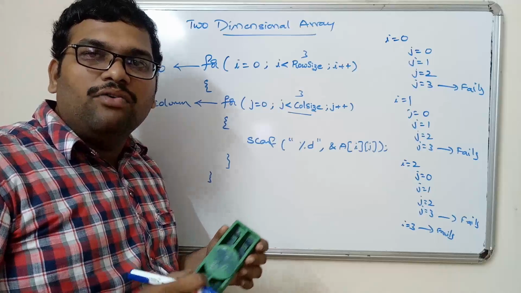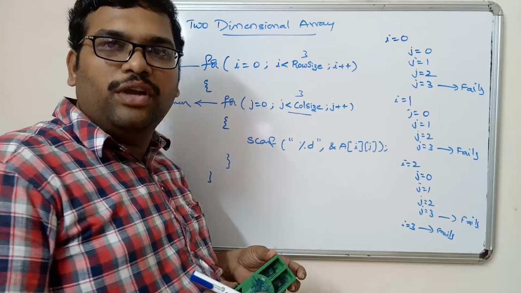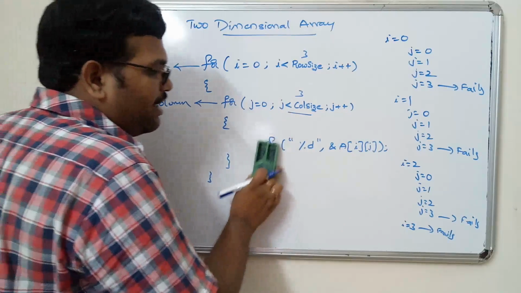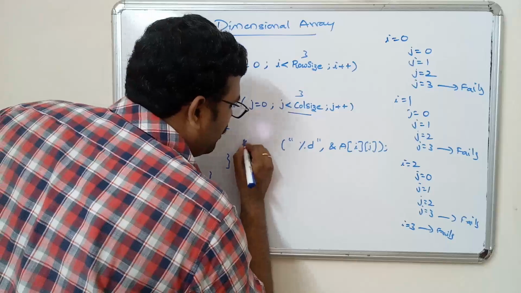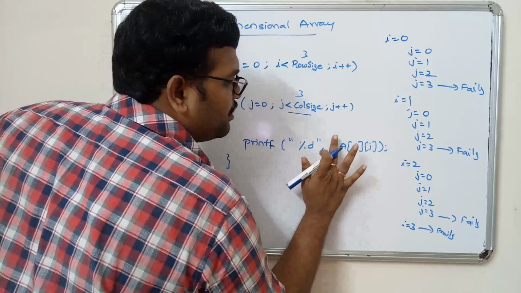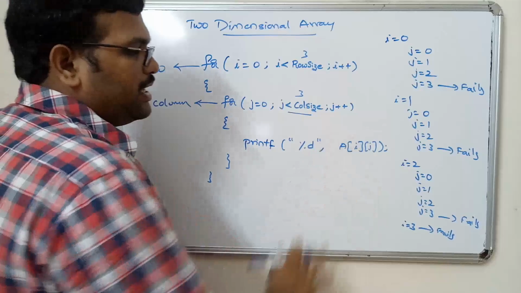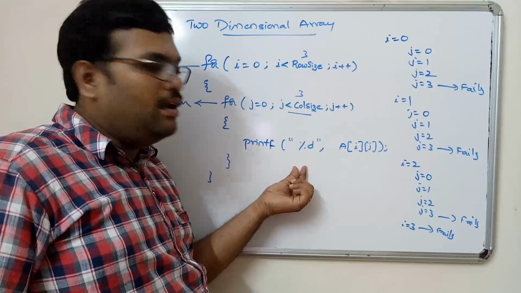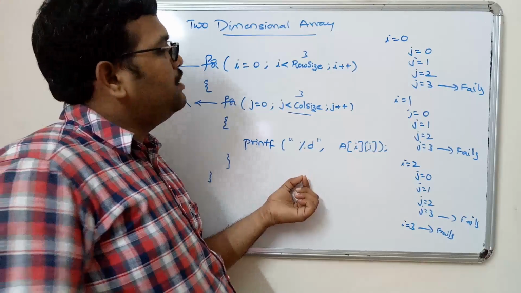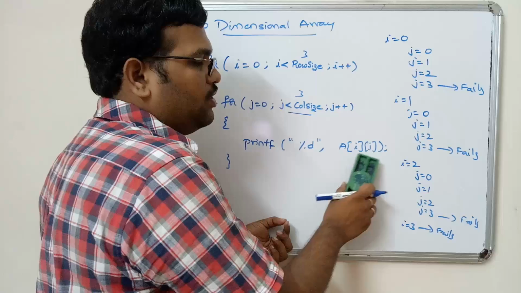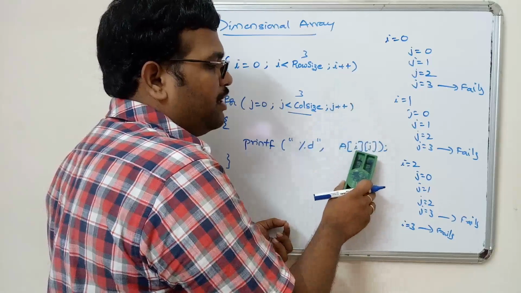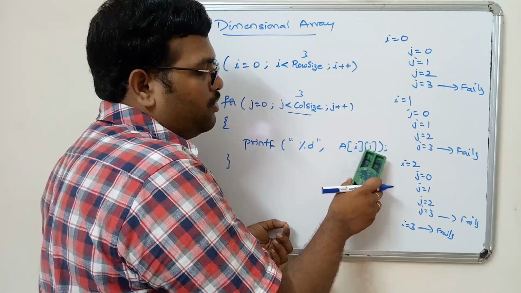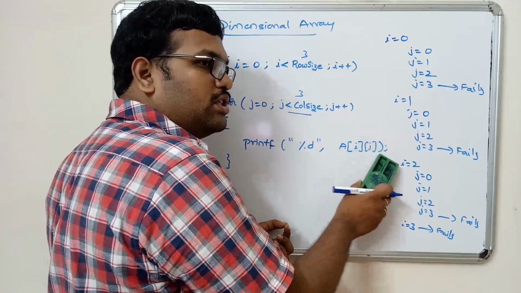Now the question is how to print all the values of a two-dimensional array. Simply the same logic will be implemented. Instead of scanf, write printf so that all the elements will be displayed. Erase the ampersand: %d, a[i][j]. So every element will be printed. First 0 0, 0 1, 0 2. Next i will be incremented: 1 0, 1 1, 1 2. Next 2 0, 2 1, 2 2.